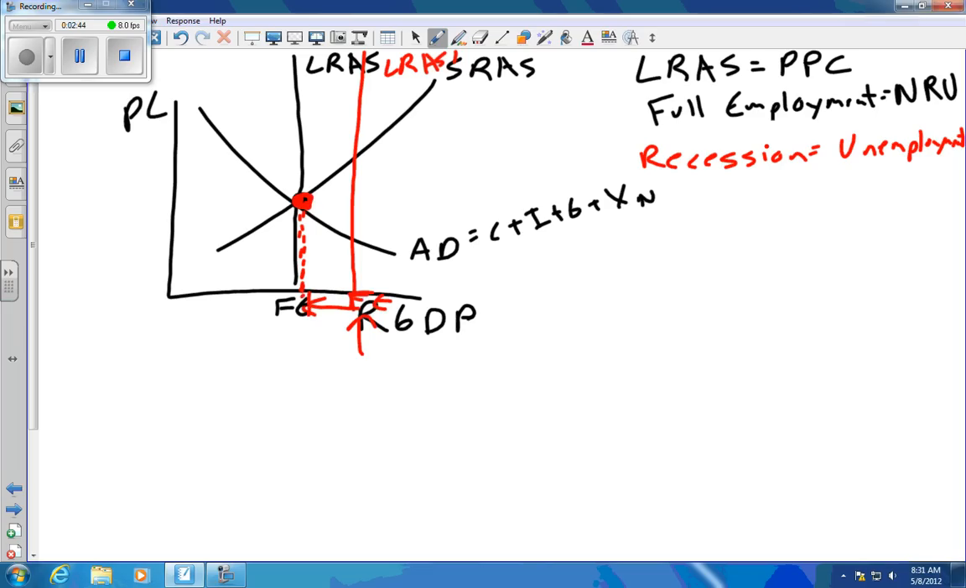And what does that mean? That means a recession. We are no longer on the production possibilities curve. We are at a point inside it. We are not using all of our resources efficiently. We are experiencing a recession, plain and simple.